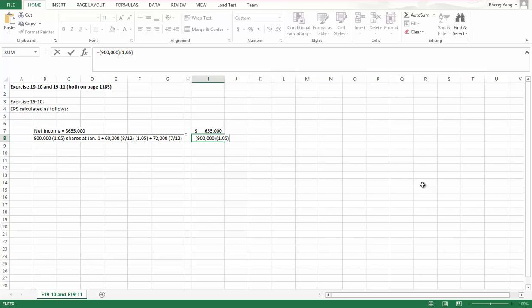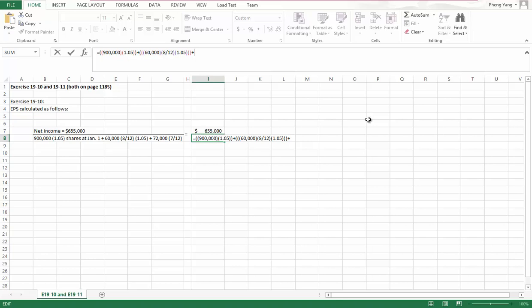And I'm hoping Excel likes this, because if I don't put in enough parentheses, it won't know how to do it. So I'm going to make sure that I do that. Once again, parentheses, 60,000 times the 8/12. And I'm going to multiply that with 1.05. And I think I'm going to need 3 of them.